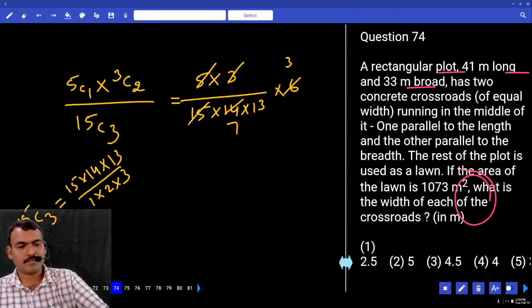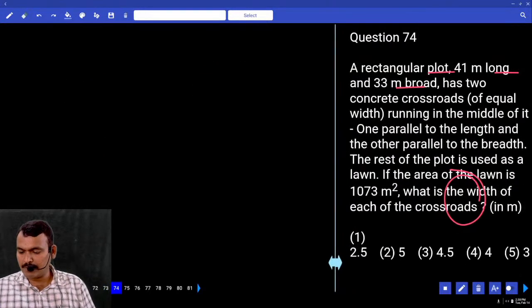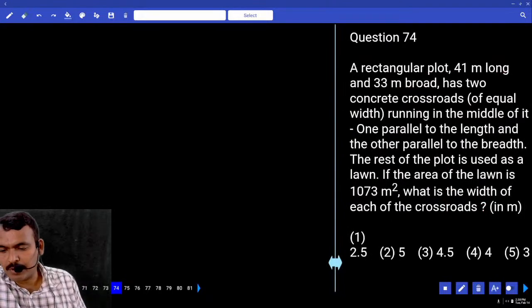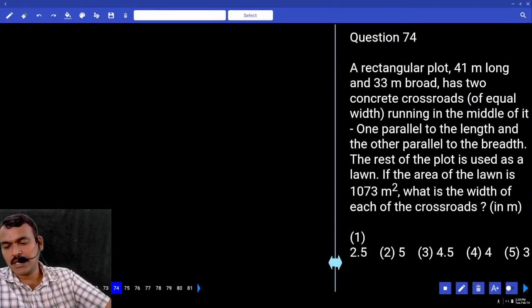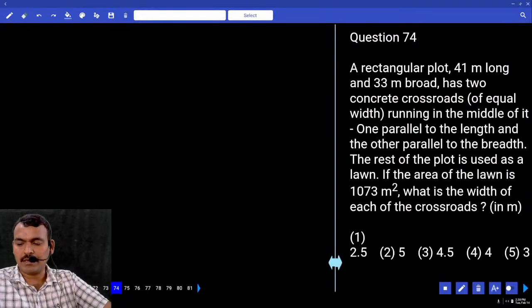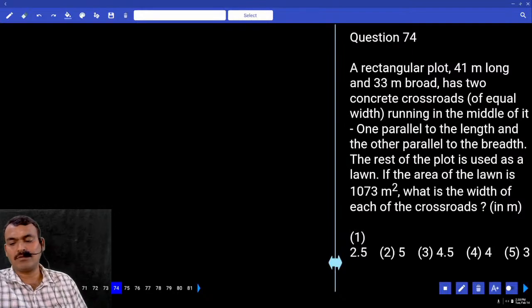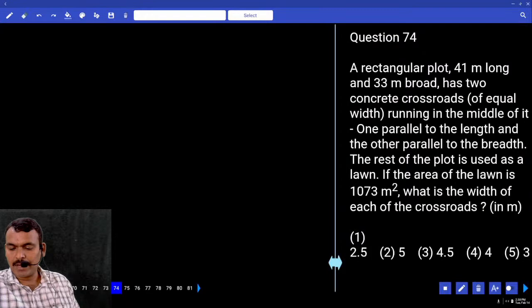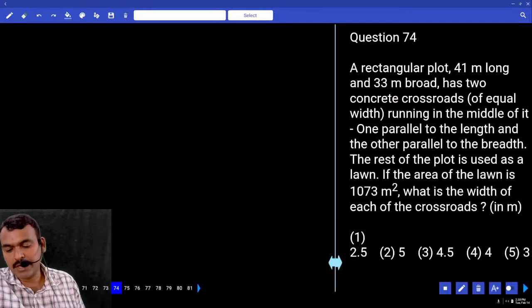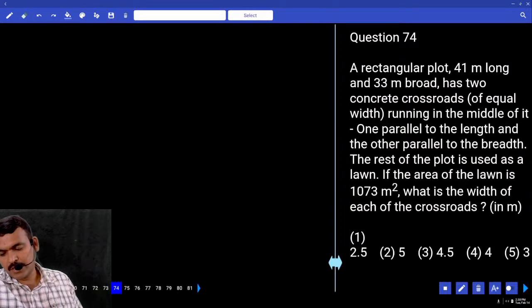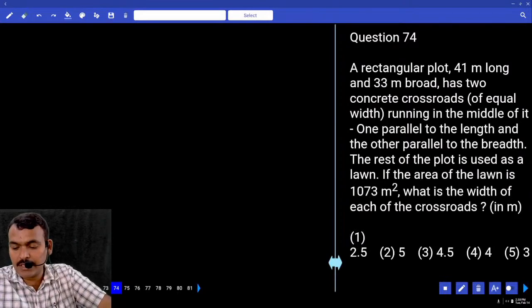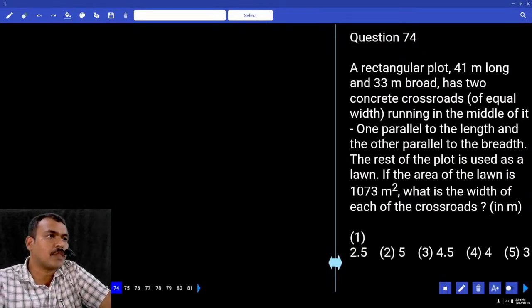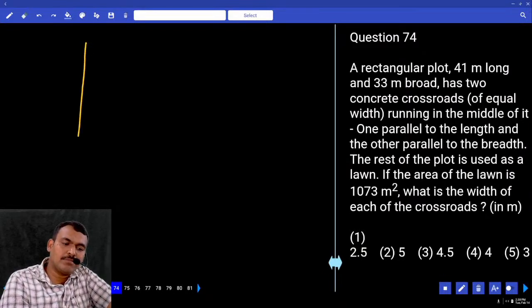Next, 74. A rectangular plot 41 meters long and 33 meters broad has two concrete crossroads of equal width running in the middle of the plot, one parallel to the length, another parallel to the breadth. The rest of the plot is used as a lawn. If the area of the lawn is 1073 square meters, what is the width of each of the crossroads? What is the length of the plot?